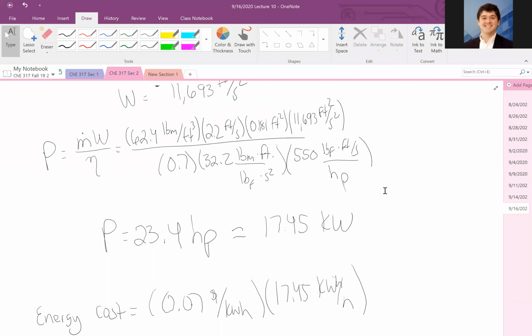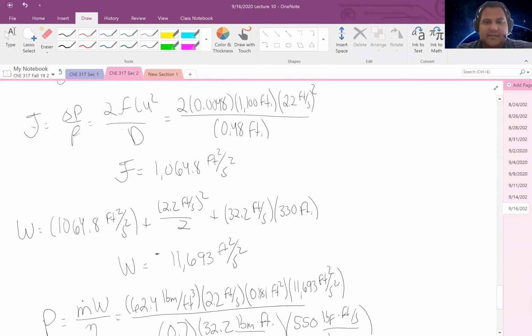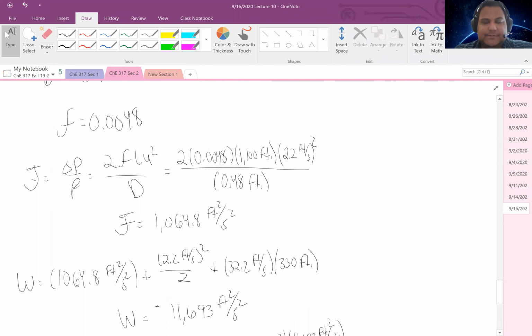What did you say the Fanning friction factor was? I ended up with 0.0048. Thank you. Another question I meant to ask was, is that chart where we found the Fanning friction factor in our book as well? Yes, it is. It is figure, I believe, 5.10 on page 115 of your textbook. I apologize. I should have mentioned that earlier.